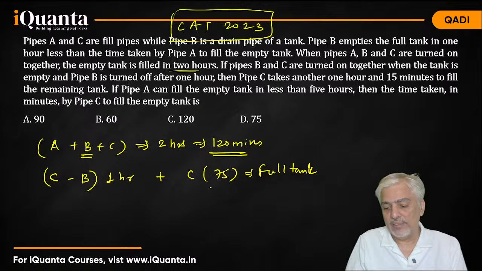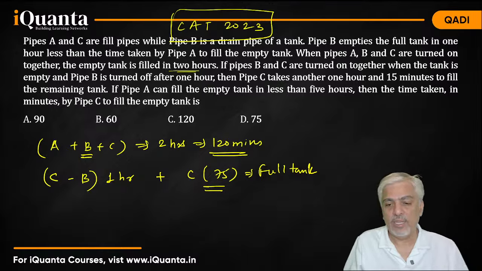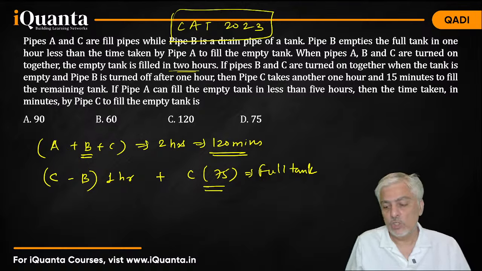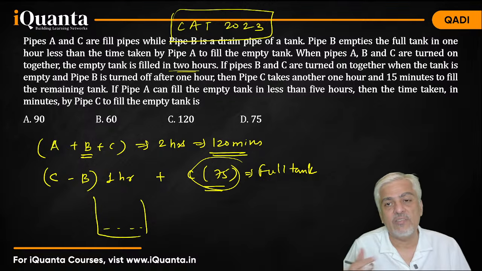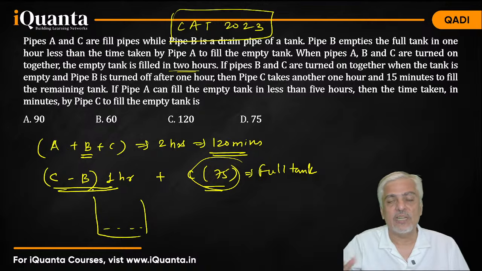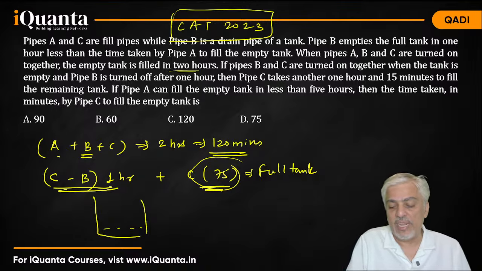So the logic over here is that there was some water over here and C was able to fill it in 75 minutes. So after there was already some water in the tank, C took 75 minutes. That means C alone should take more than 75 minutes. Because after this part of 1 hour when C worked and B also worked, there was some water in the tank and C filled the tank in 75 minutes. So C is able to do the work in more than 75 minutes, but not 120 minutes, because in 120 minutes A, B, C all three are able to do it.